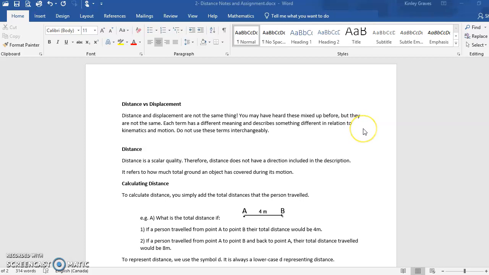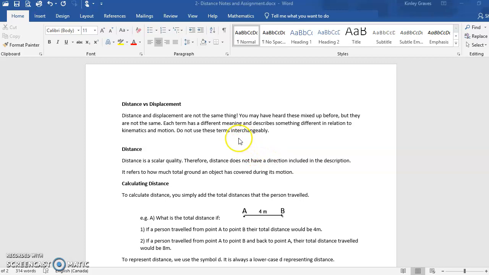You may have heard these terms mixed up before, but they are not the same. Each term has a different meaning and describes something different in relation to kinematics and motion. Do not use these terms interchangeably. So if you are talking about distance, make sure you're using the term distance. If you're using the term displacement, you have to be talking about what displacement is. Those two cannot be used to describe the same thing.